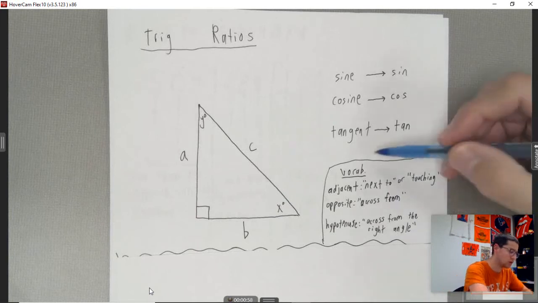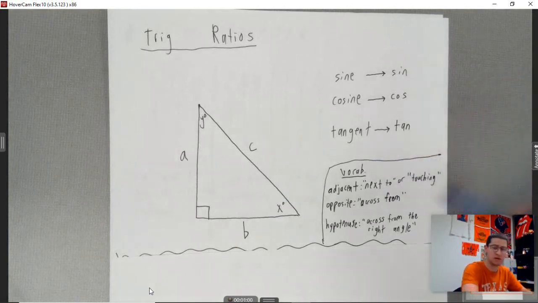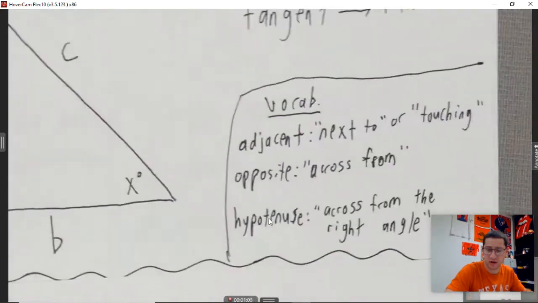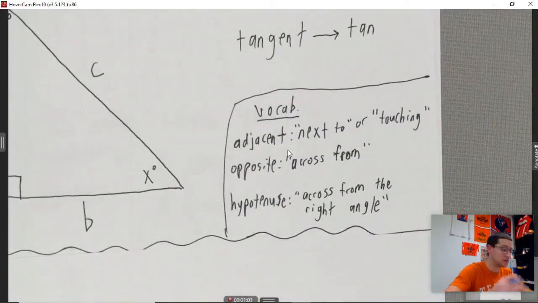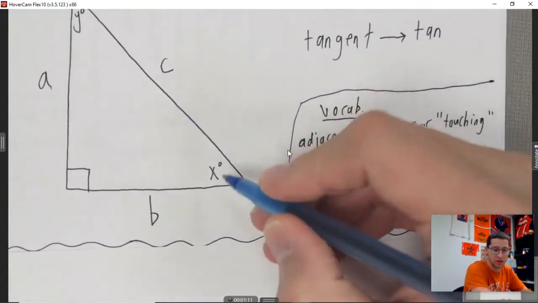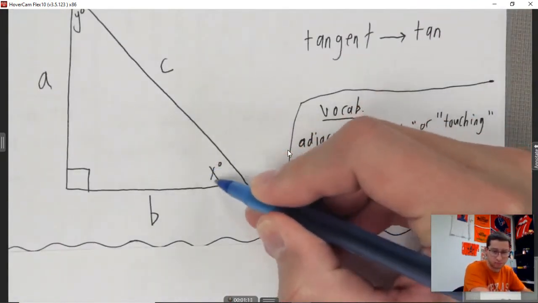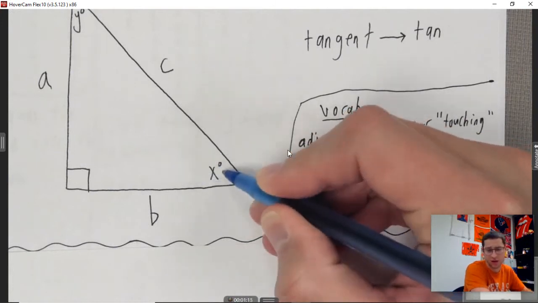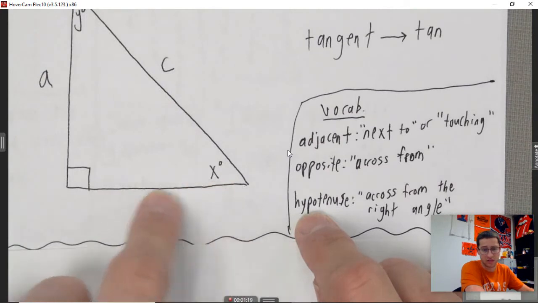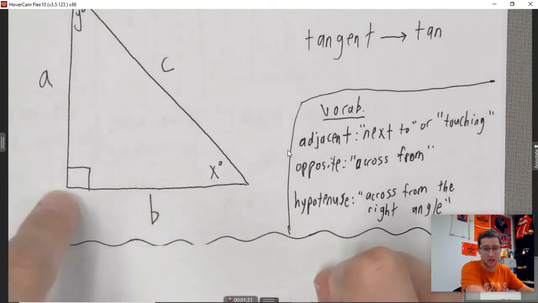All right, so just starting off with some vocab to begin with. Let's talk about the word adjacent. The word adjacent in the context of today is going to mean next to or touching. So for example, if I'm looking at this angle x, then this is going to be my adjacent side.